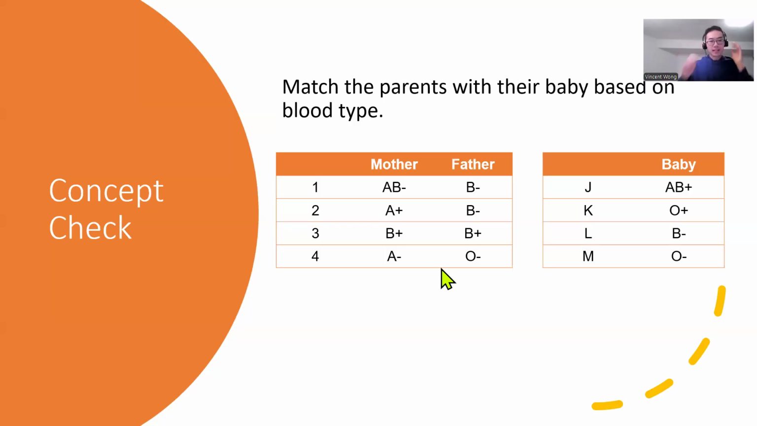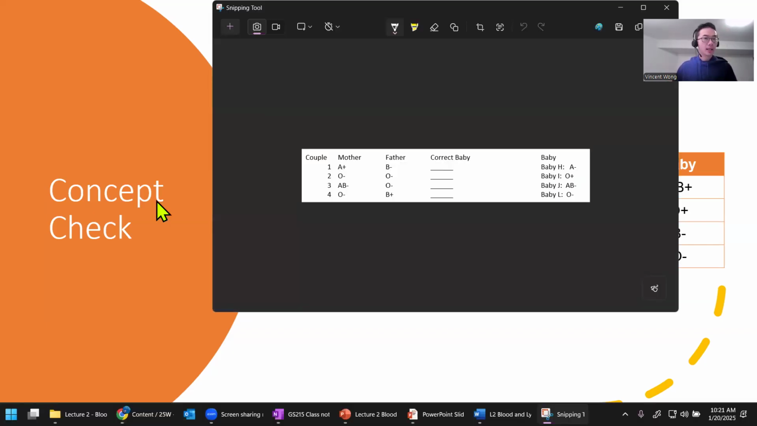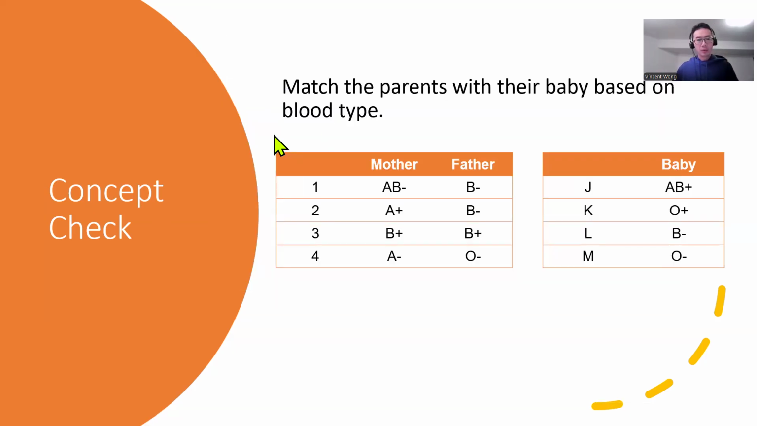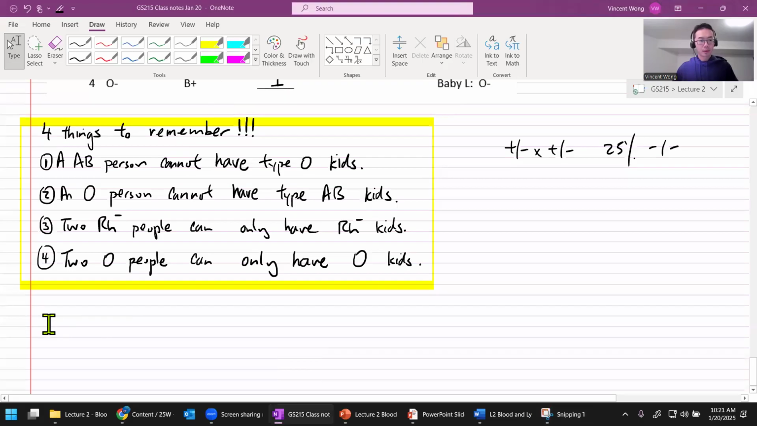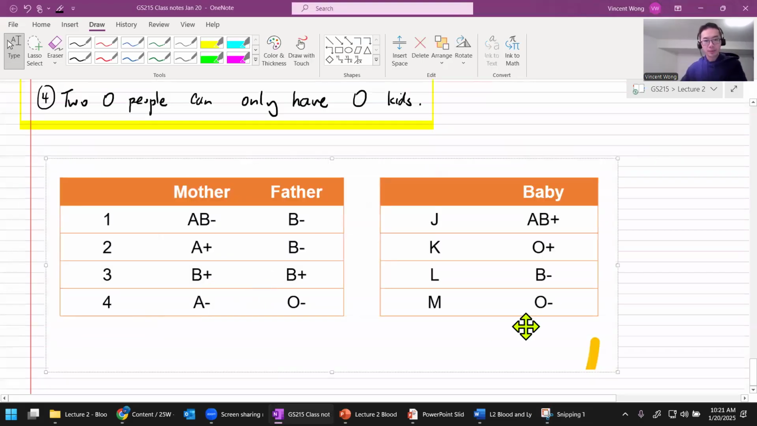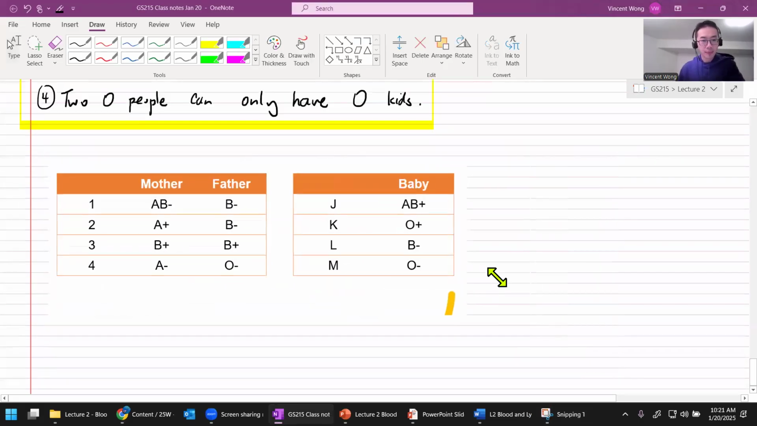Okay, let's take this up and see. Again, use the four rules that I have given you and go from there. Let me just copy this to the OneNote right here. All right. So, sometimes you just have to start working on it and see whether it works or not.